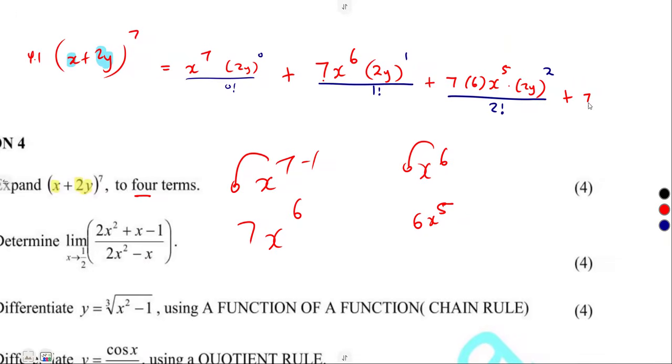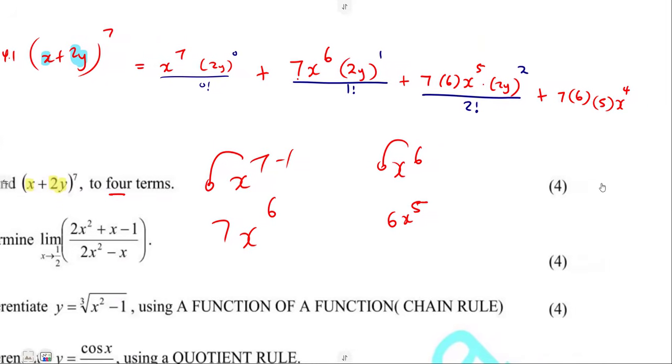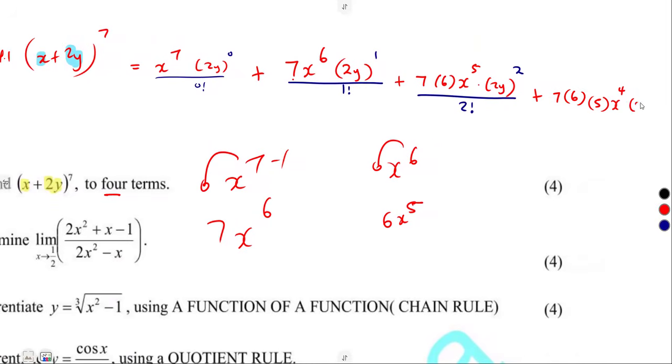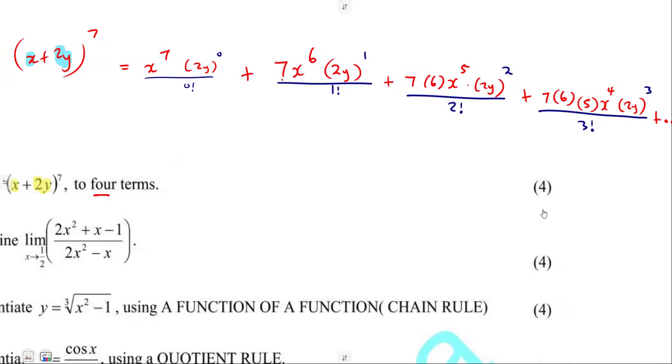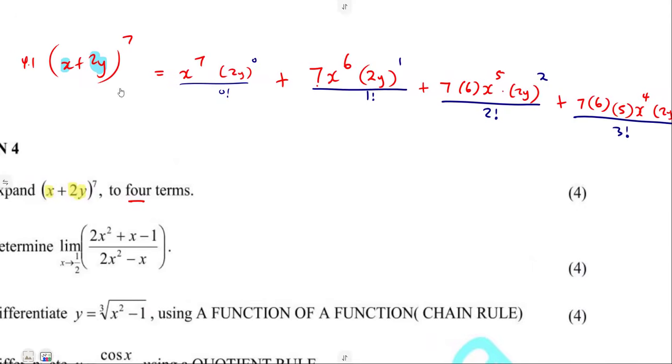7 and 6, as it is 7 times 6. Here you drop the exponent, so that's 5. Then you subtract 1, 5 minus 1 is going to be 4, whereas y is increasing. So it's 2y to the exponent of 3 over 3 factorial. That's how we can simply apply it, but we know our formula, so we can simply use our formula directly, or we can just apply this concept.